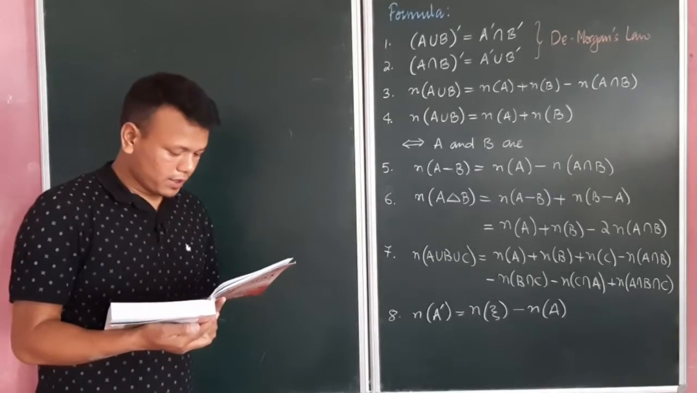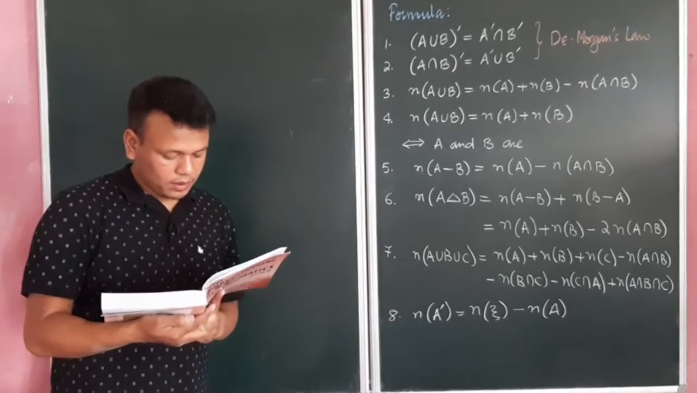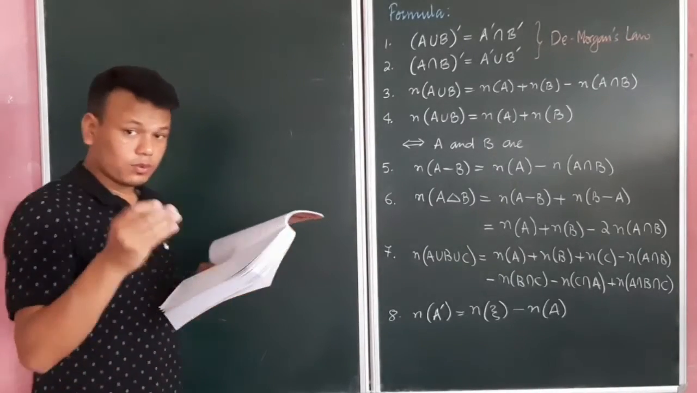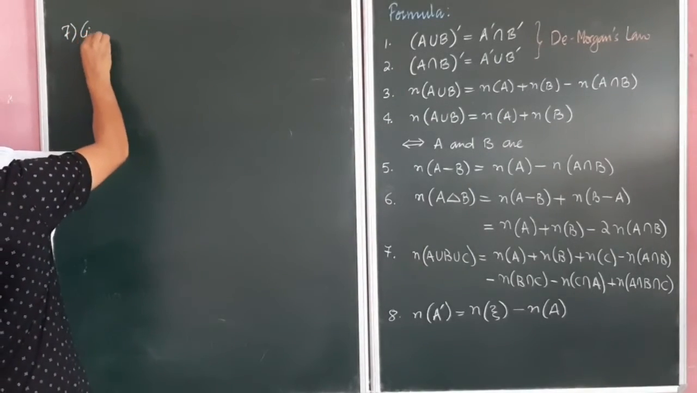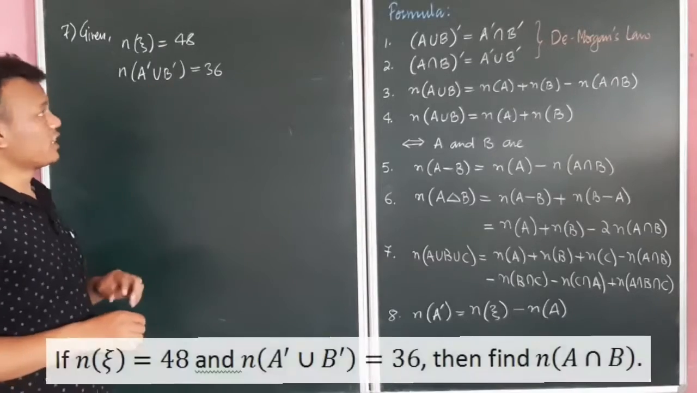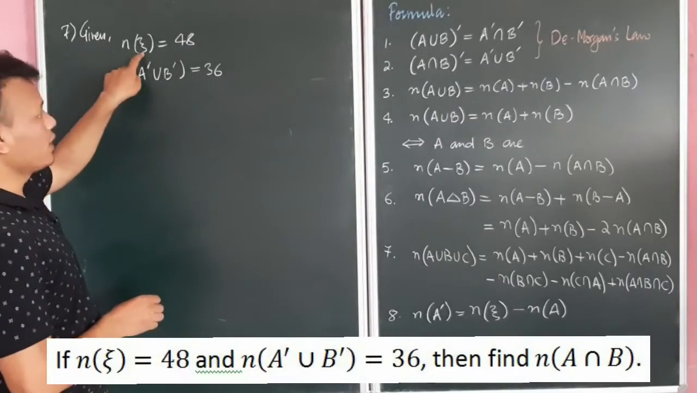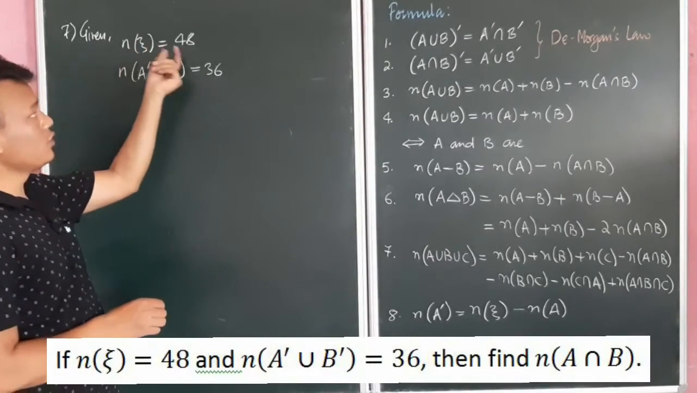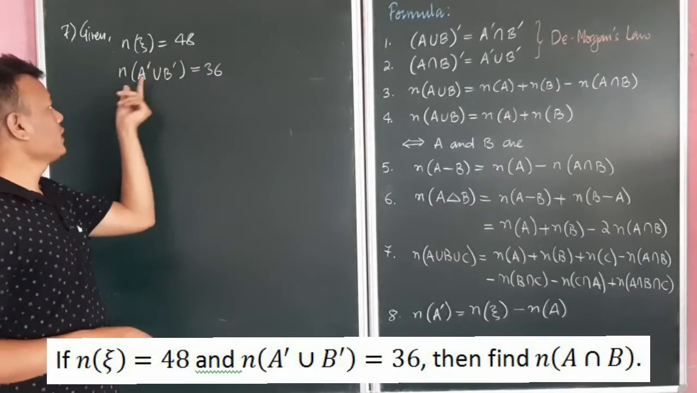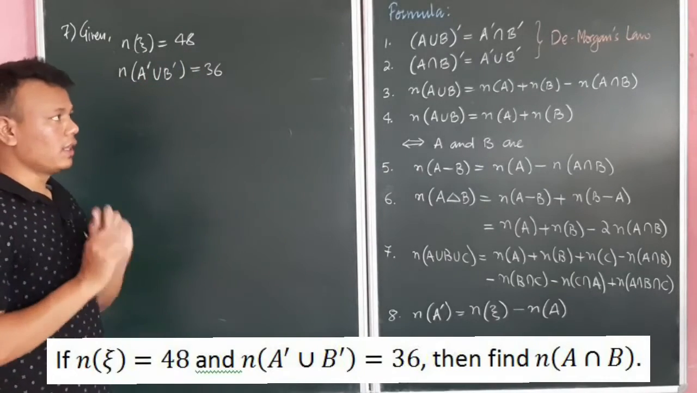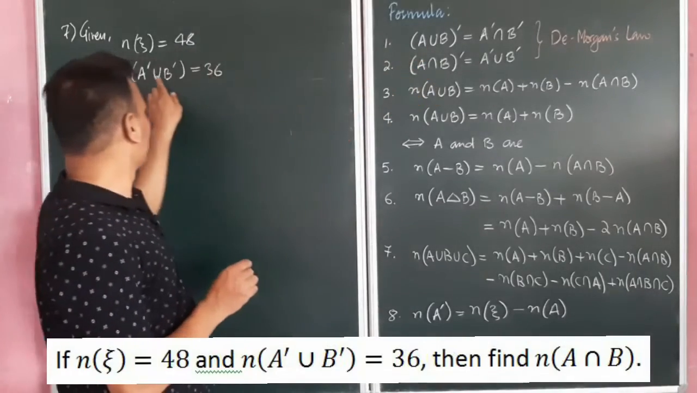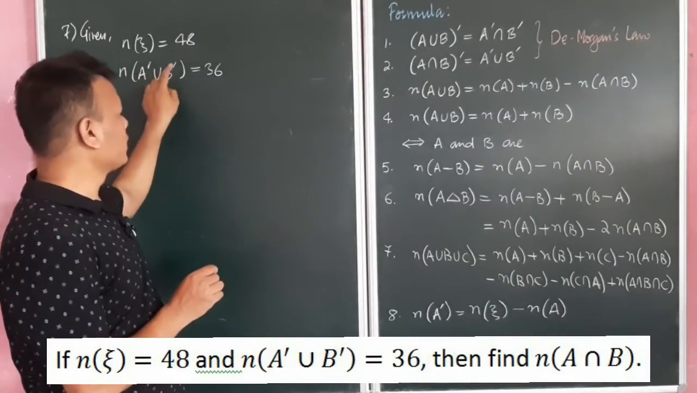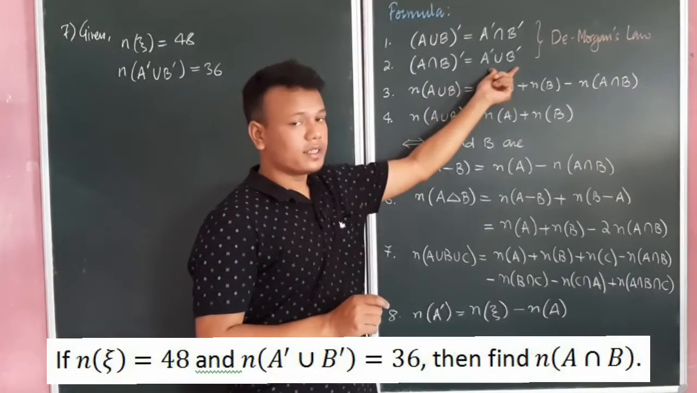Alright, so let's take question number 7. Question 7 says, okay, whatever is given, I am just noting them down. So these are the things which are given to us. That means n of xi, the number of elements present in the universal set, is 48, and this is given to us. Now if you see here, we can apply De Morgan's law. Here we have A dash union B dash, and here also we have got A dash union B dash.